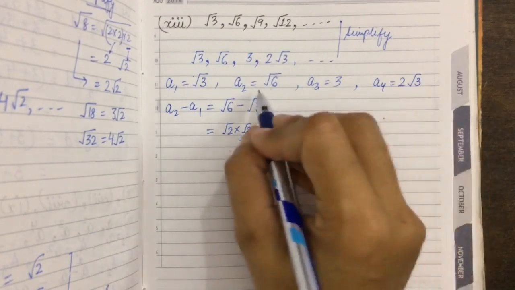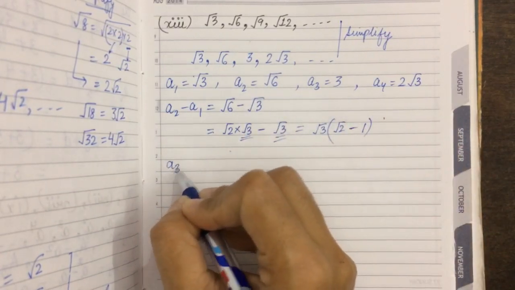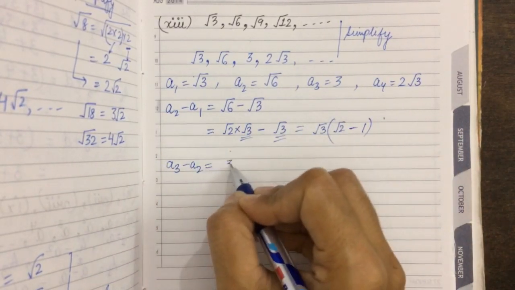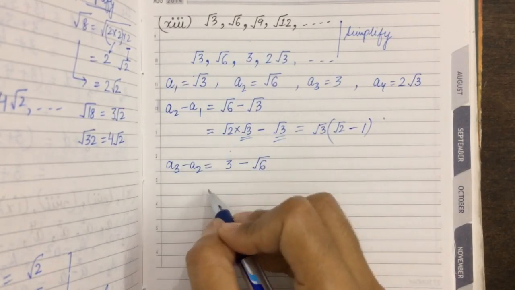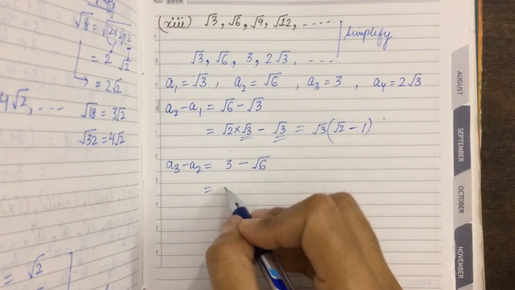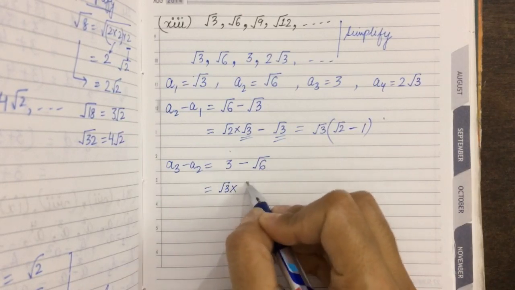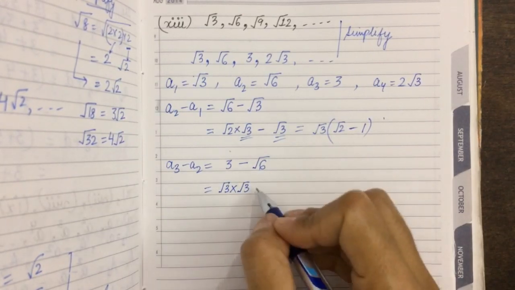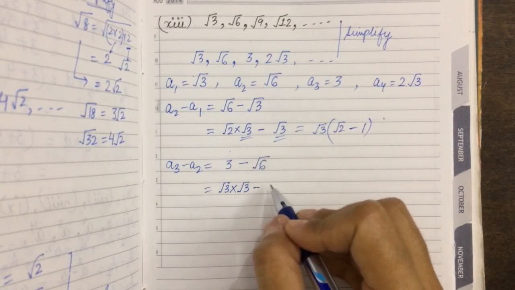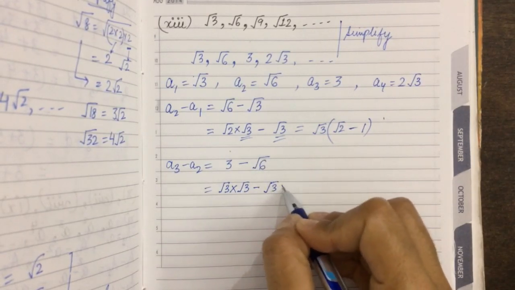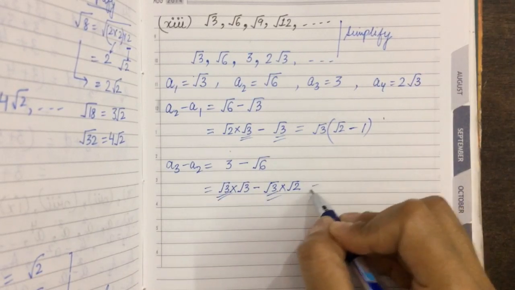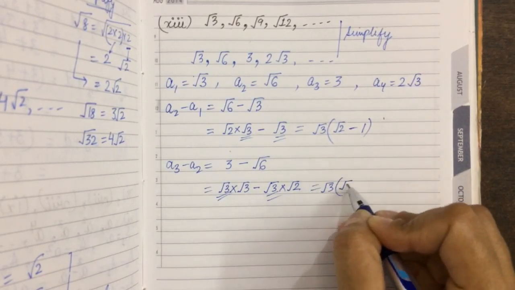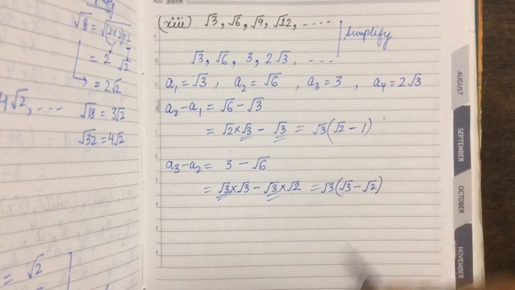Let's look at the difference between the second and the third term. 3 minus square root of 6. Again, I'm going to break these down. This can be written as square root of 3 into square root of 3 minus square root of 3 multiplied by square root of 2. From here, square root of 3 is common. And in the brackets, I'm left with square root of 3 minus square root of 2.